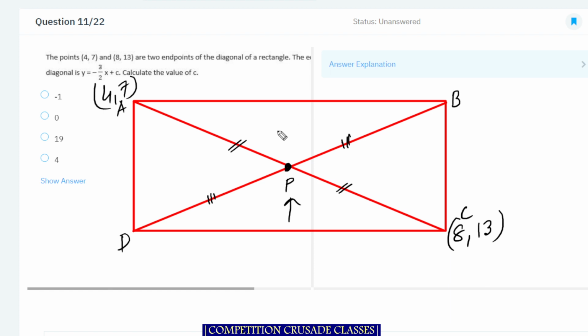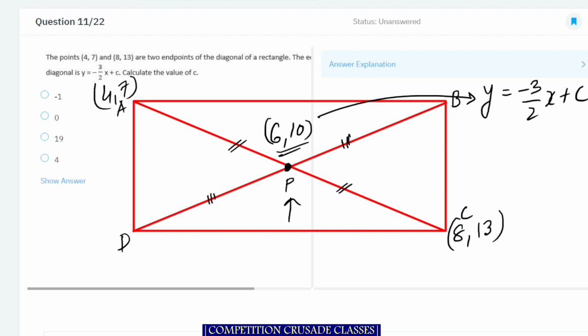So 4 plus 8, 12 by 2, that is 6 for the x coordinate, and 7 plus 13, 20, that is 10 for the y coordinate. Now all you need to do is substitute this into the equation of the line that is given, y is equal to minus 3 by 2 x plus c.